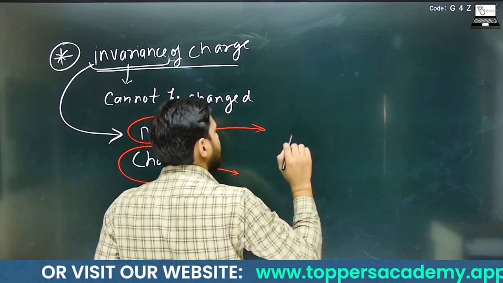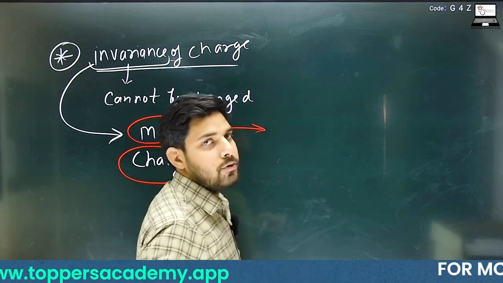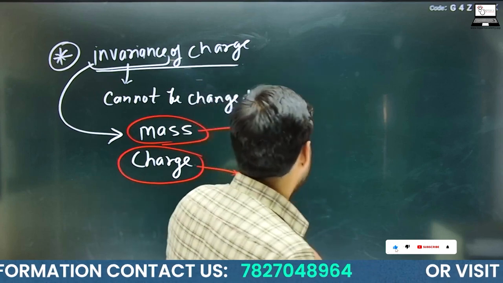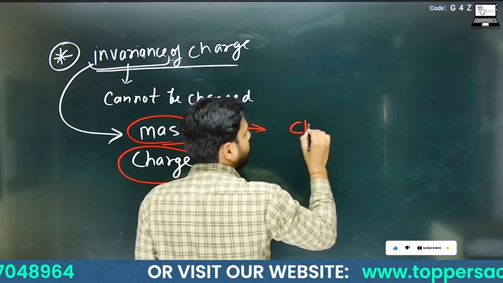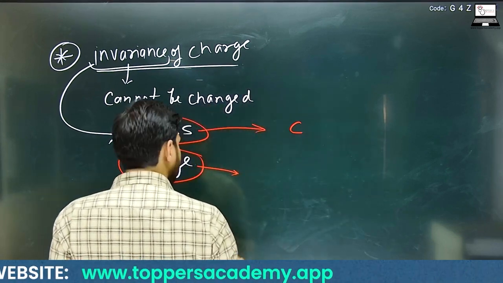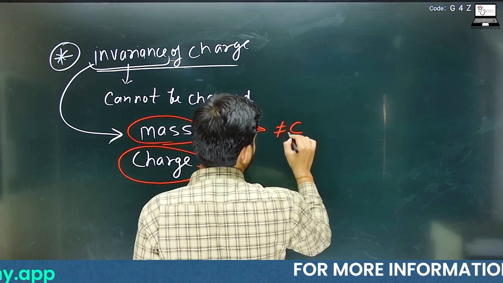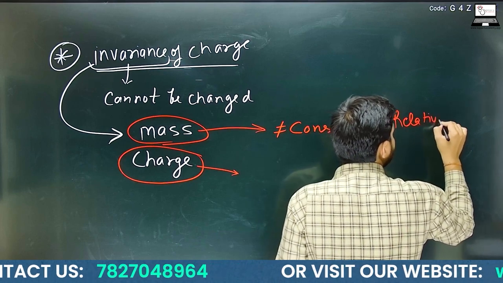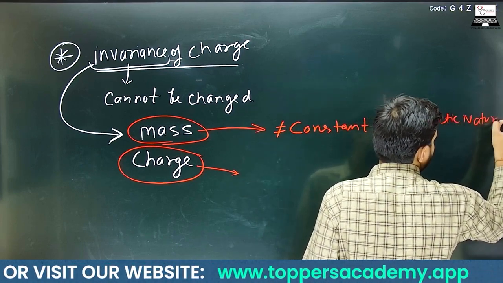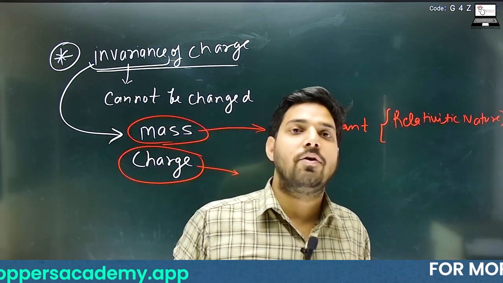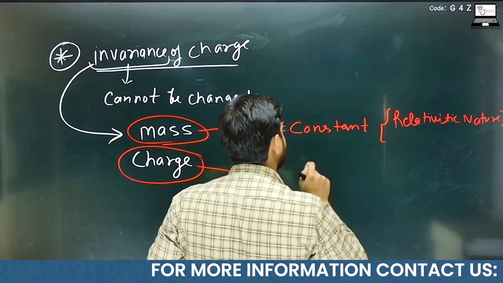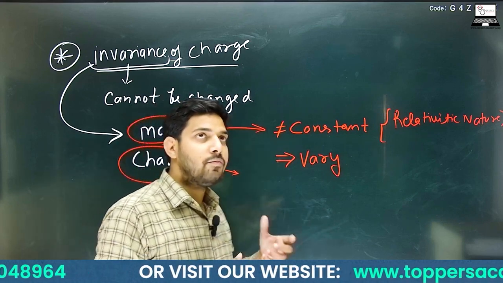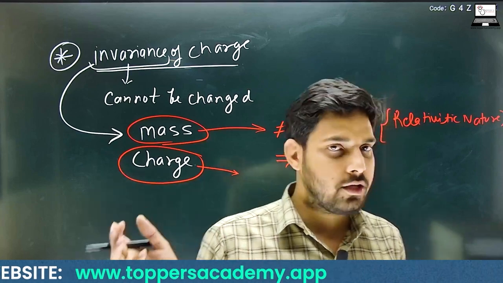If we are talking about mass first, everyone knows, or at least you will know in future if you study the theory of relativity, which is I think at the end of the chapter, at the end of the class, that mass actually is not a constant quantity. If we are talking about the relativistic nature of mass, then it is not constant, which means it can vary, and it does vary. But when does it vary? We have always studied that mass is constant whether there is speed or not.